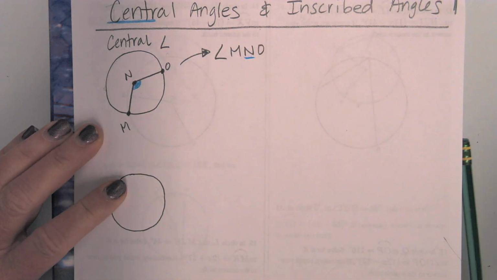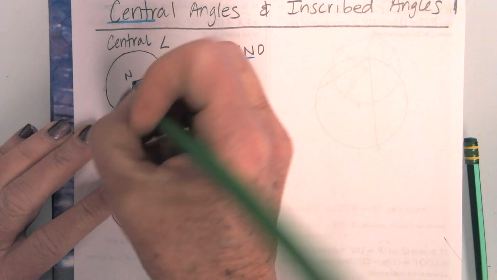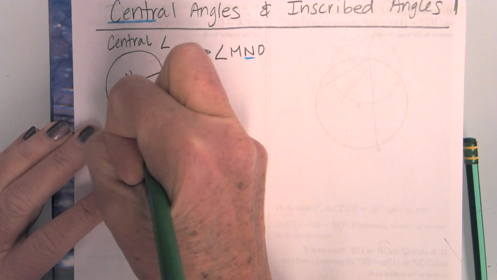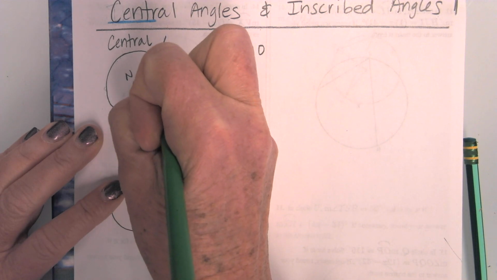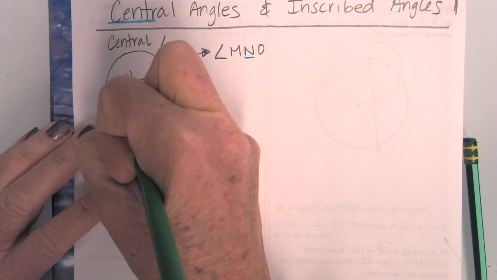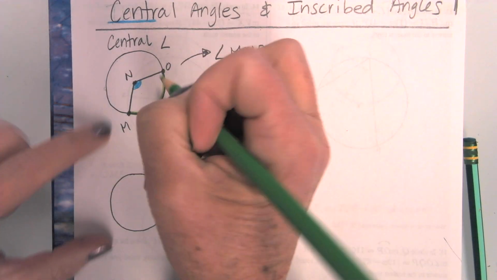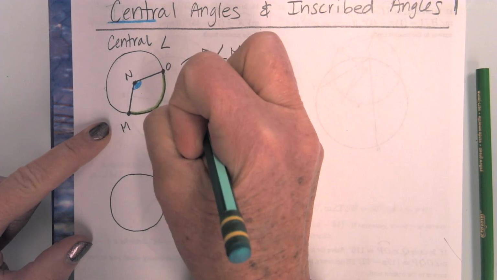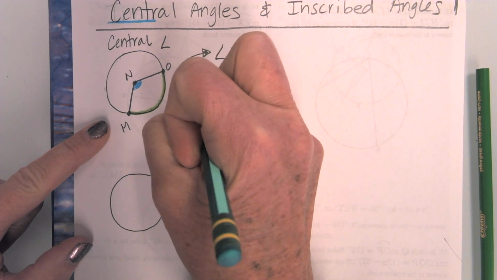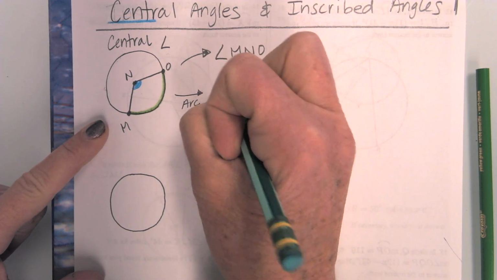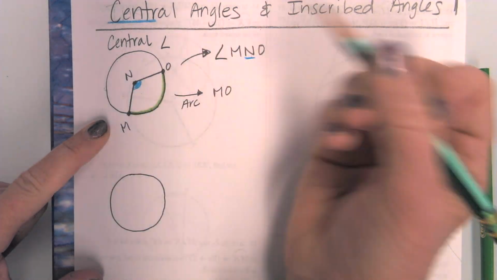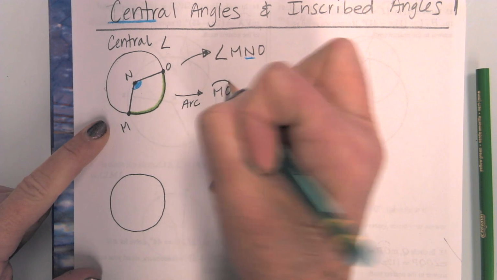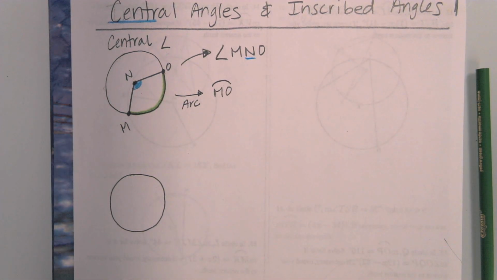It makes what we call an arc. And you did name arcs last week. Arcs are the part of the circle, the outer edge, that circumference of the circle that is within the endpoints of our angle. So in this case, we do have an arc, and we call it arc MO. It is a minor arc. It is less than half the circle, and we mark an arc with that curve over the top.